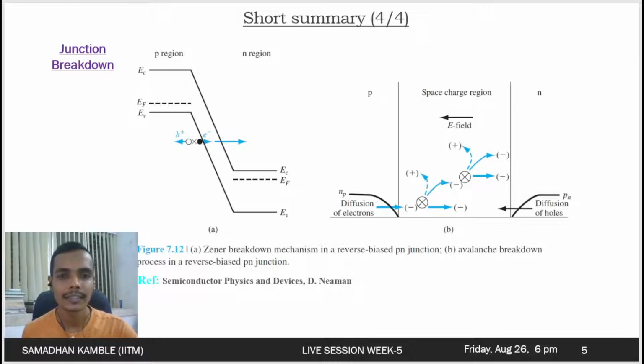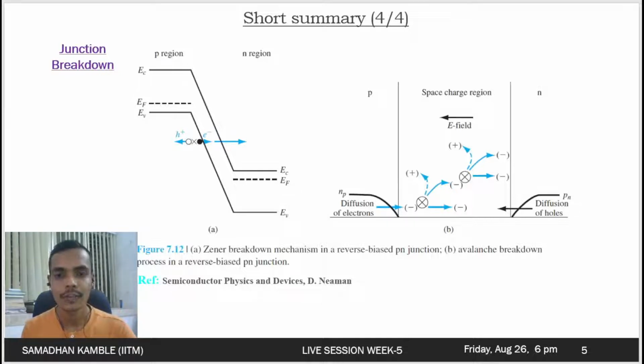In the last weeks, in fact, we determined the effects of applying a reverse bias voltage across the PN junction. However, the reverse bias voltage may not increase without limit. At some particular voltage, the reverse bias current will increase rapidly, and the applied voltage at this point is called the breakdown voltage. There are two physical mechanisms which give rise to reverse bias breakdown in PN junctions: the Zener effect and the avalanche effect.